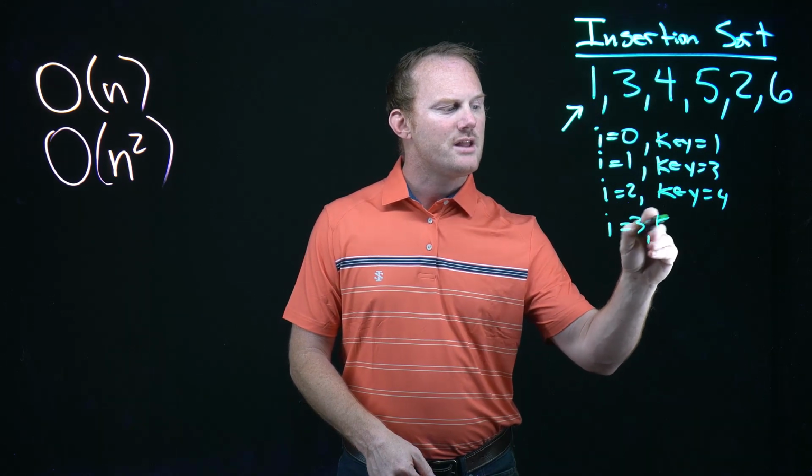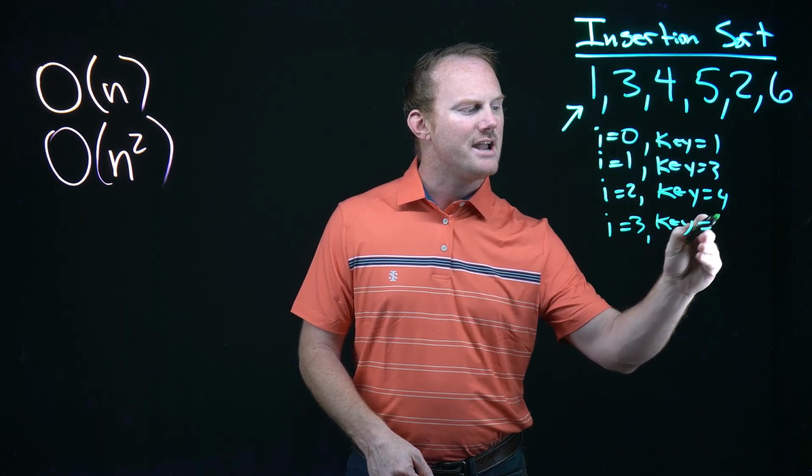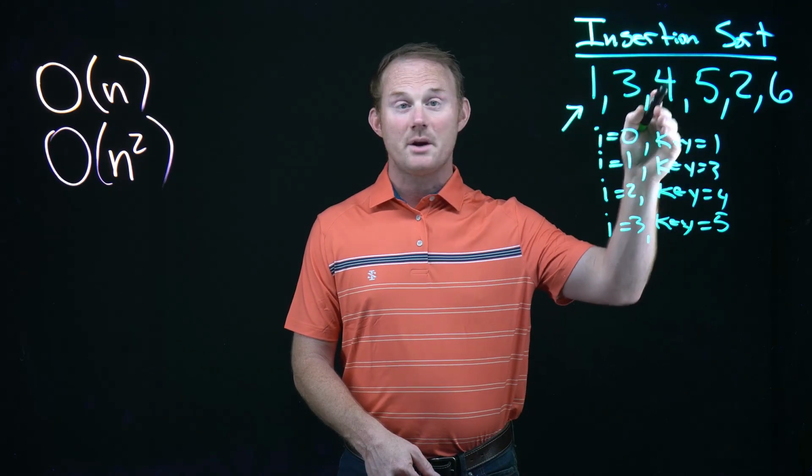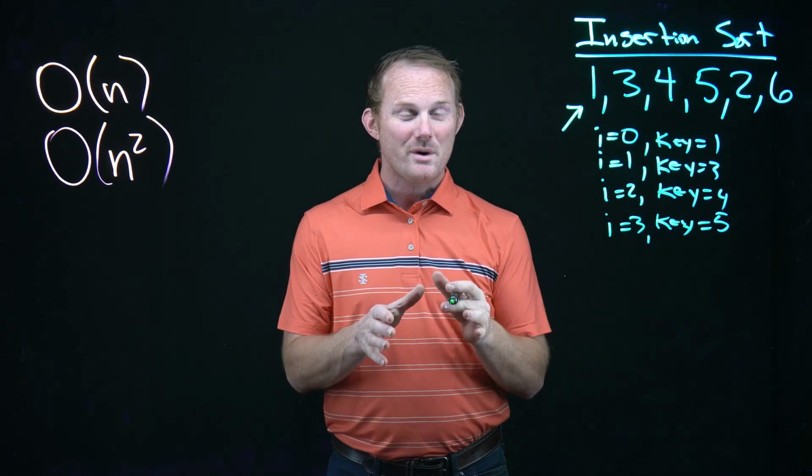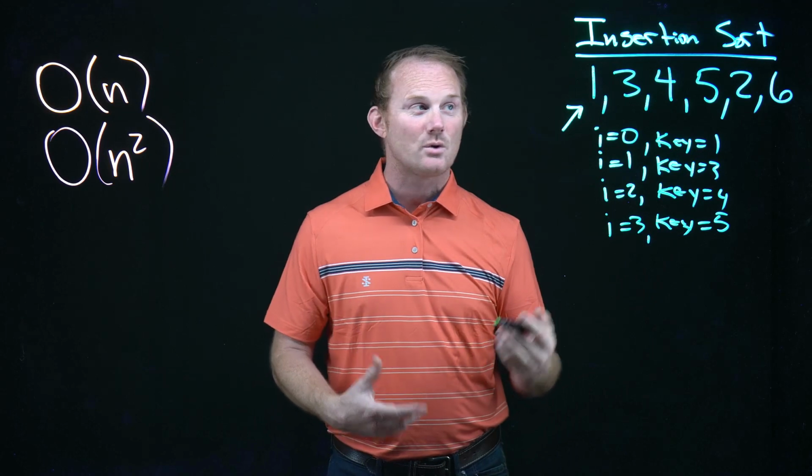We go to i equals 3. That makes our key the number 5. Is that smaller than number 4? It's not, okay? So you can already see, I hope, the advantage over bubble sort.